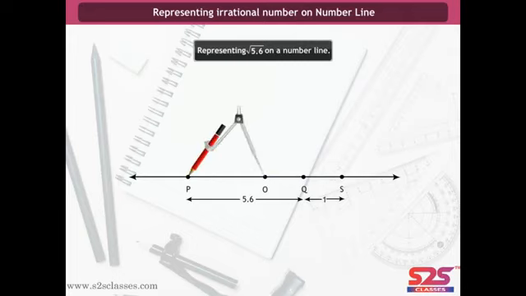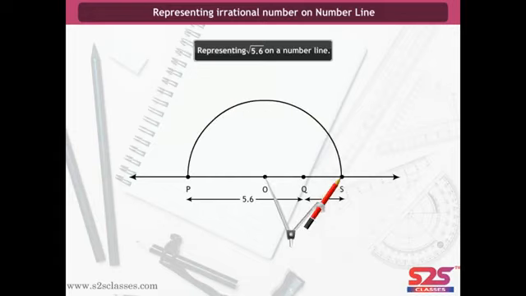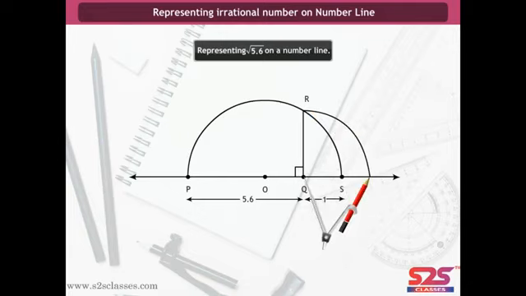Place the compass at the point O, take radius OP and draw a semicircle as given here. Draw a perpendicular line at Q and let it meet the semicircle at point R. Take Q as center and draw an arc with length QR as shown here. This arc intersects at point T, and length QT is root 5.6 units. Let us justify this construction.